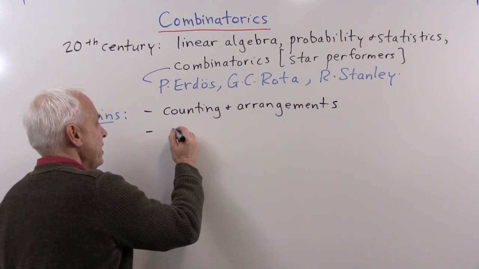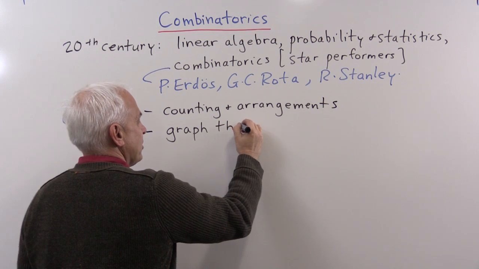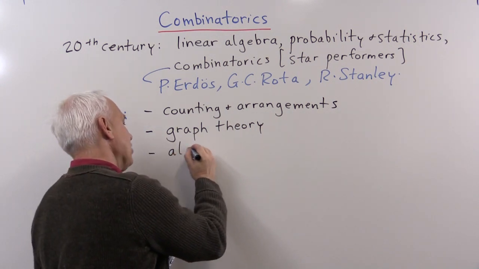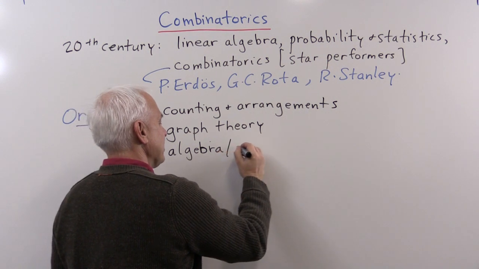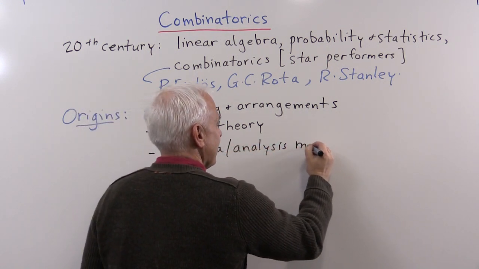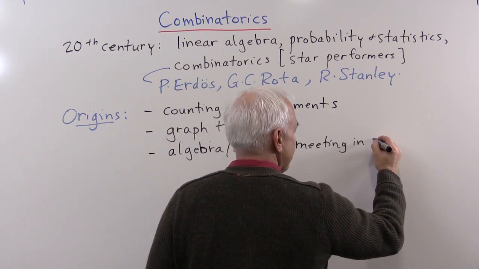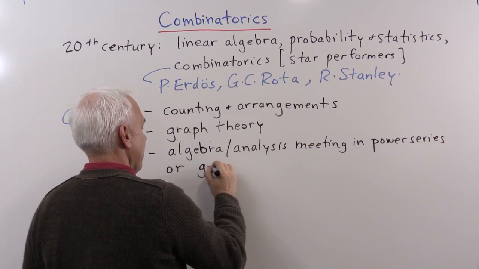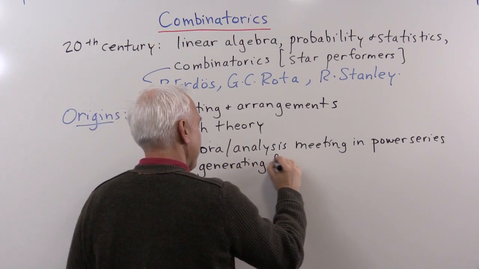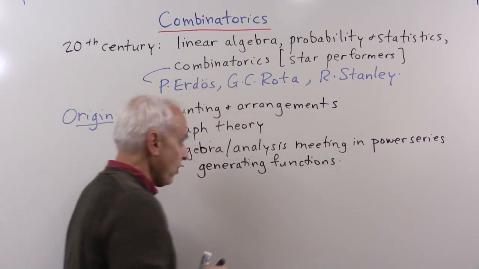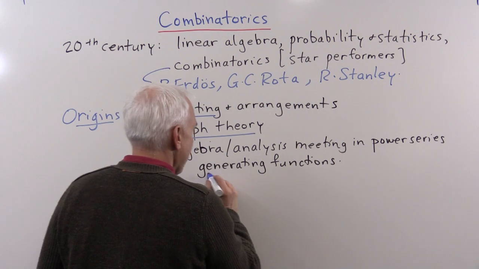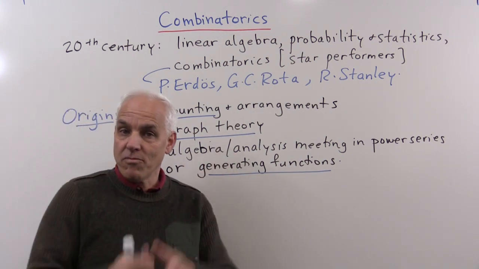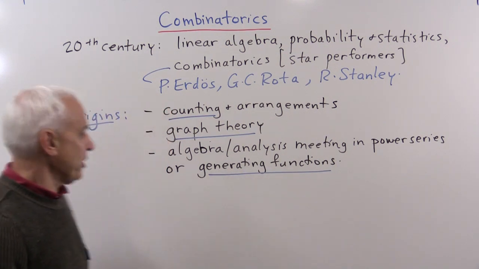where we're looking at certain patterns and asking how many ways can we do such and such. Another important motivator and ingredient of the subject is graph theory, which has grown enormously over the last few hundred years. And there's also sort of the meat of algebra and analysis meeting in, well, power series, or in combinatorics, generating functions. So these are all three important kinds of motivating aspects of the subject. And I wanted to illustrate some of the history by having a look at particular problems so we can see the kinds of questions that people were interested in solving.